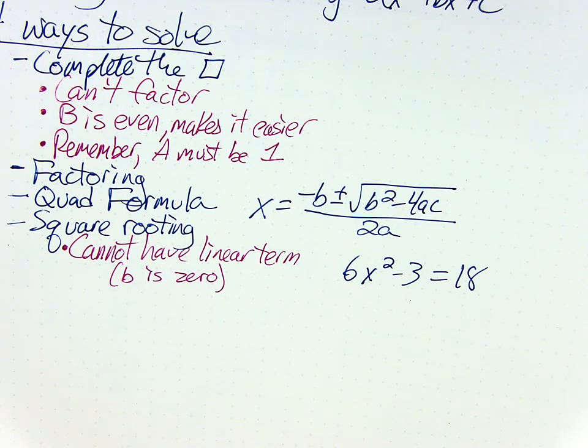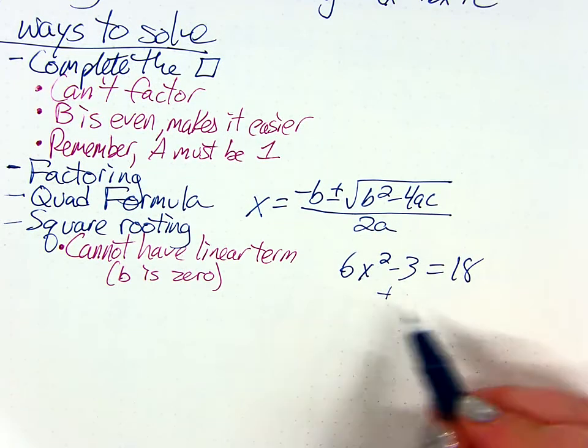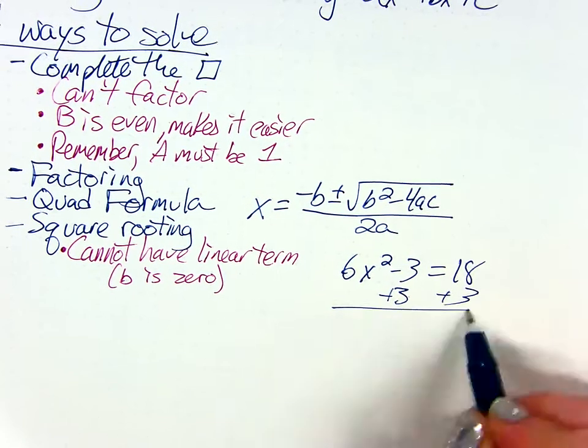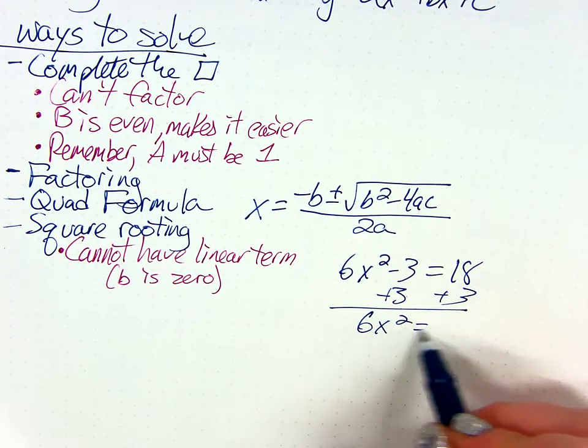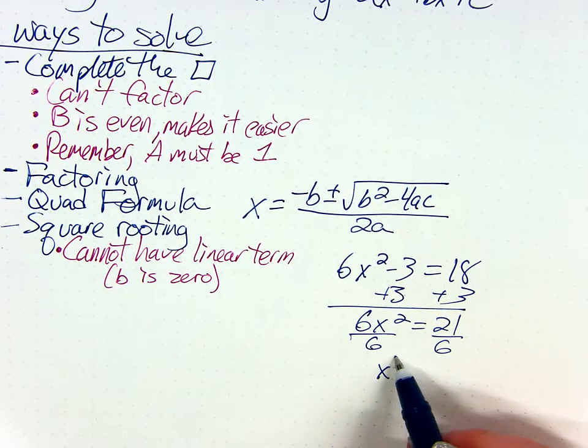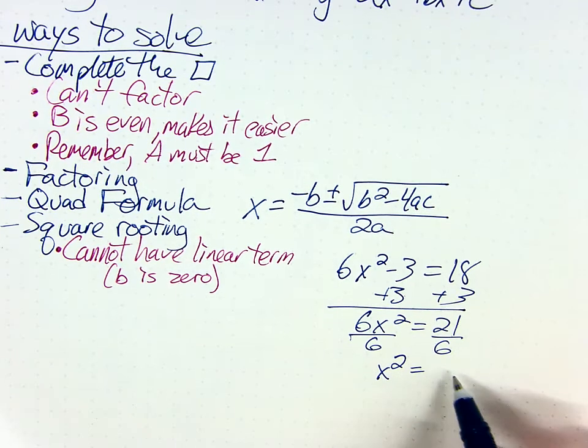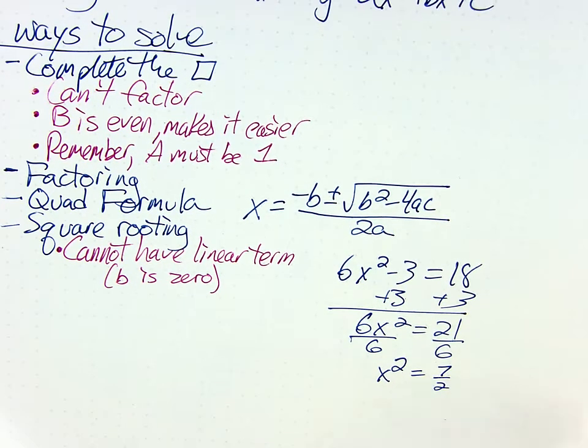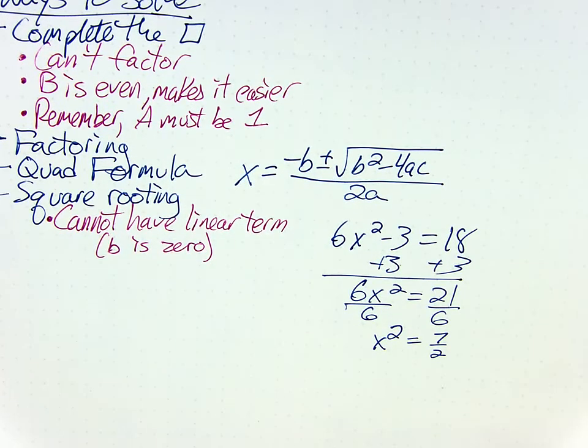Do you remember? Kind of? Why don't we go ahead? Yeah, you're just going to get your x by itself. So let's add the 3: 6x squared equals 21. Divided by 6. Of course, I didn't pick nice numbers. I can reduce by 3, though. 7 halves. And then what would I have to do?